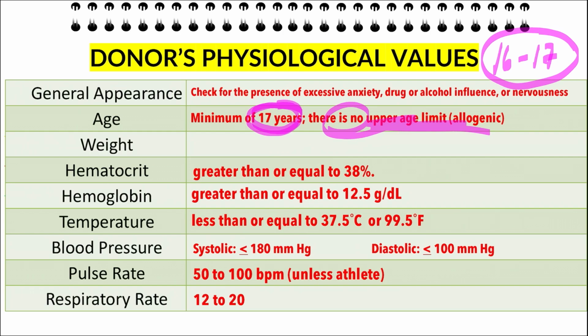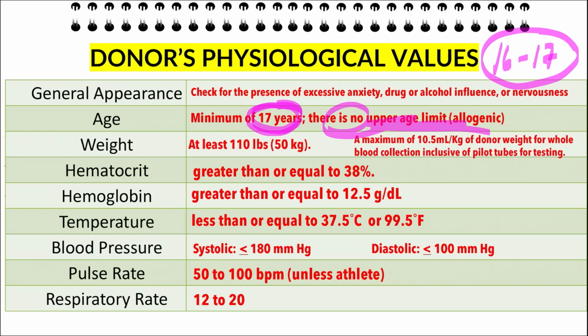Okay, when you say allogenic donation, meaning to say you get blood from your relative or from your family member. Because we also have the term autologous donation, where your own blood will be given to you. Okay, how about the weight?